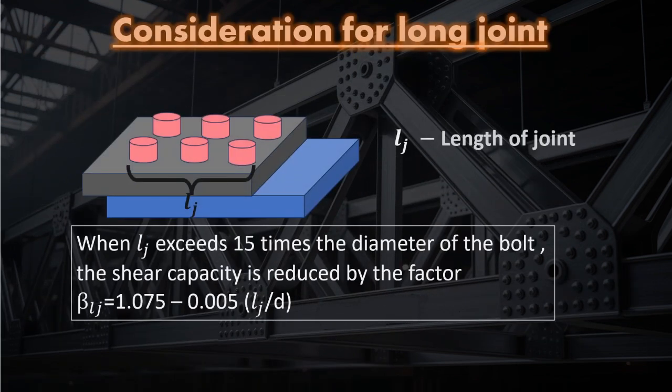Provision for long joint. When the length of joint LJ exceeds 15 times the diameter of the bolt, the shear capacity is reduced by the factor beta LJ equals 1.075 minus 0.005 into LJ by D.